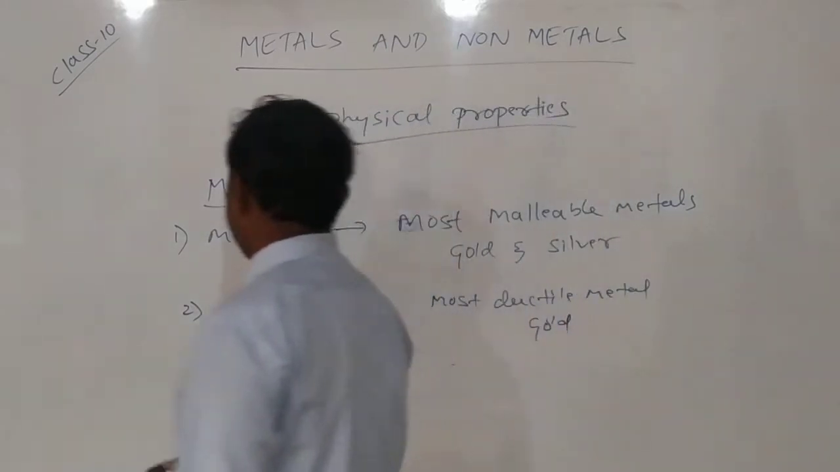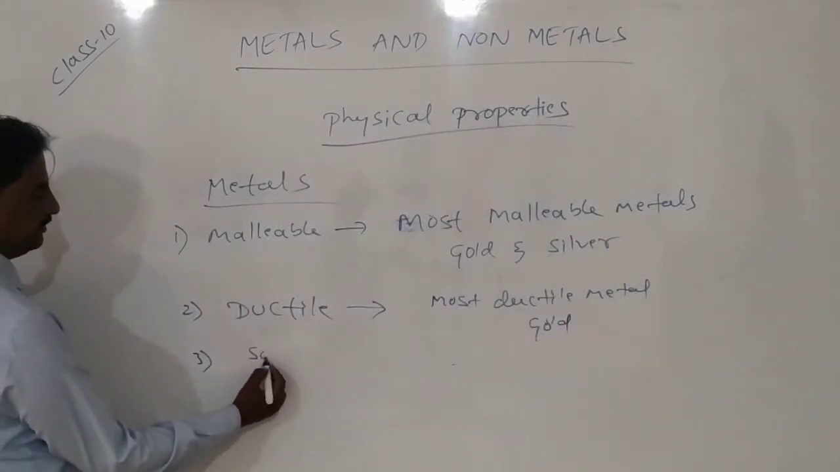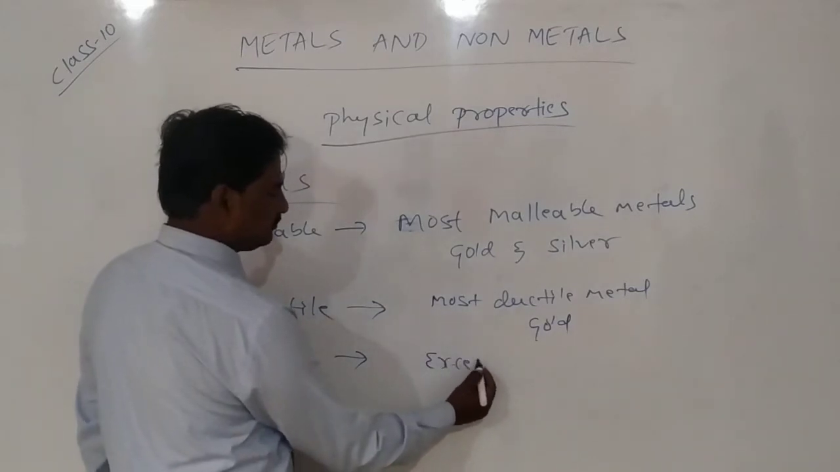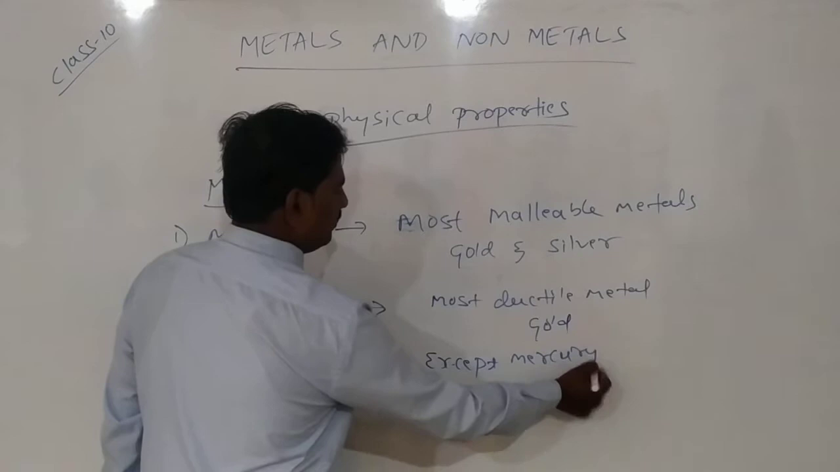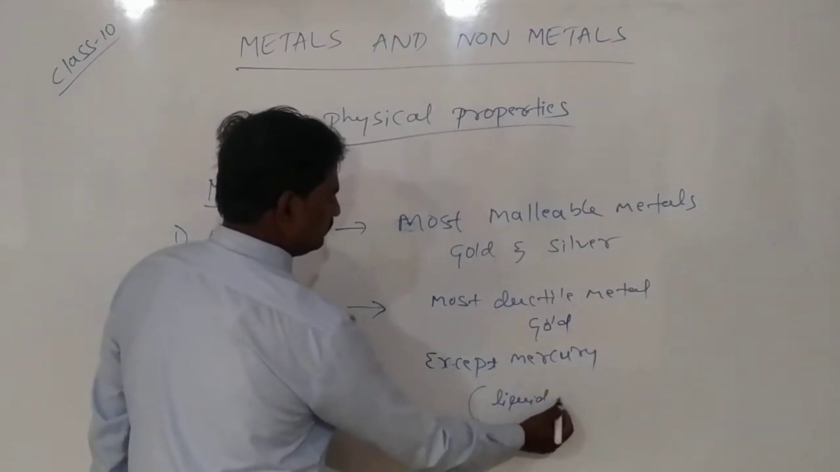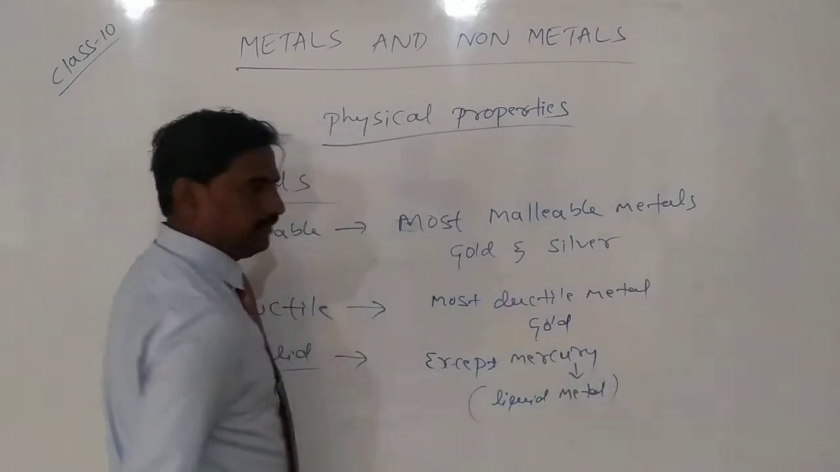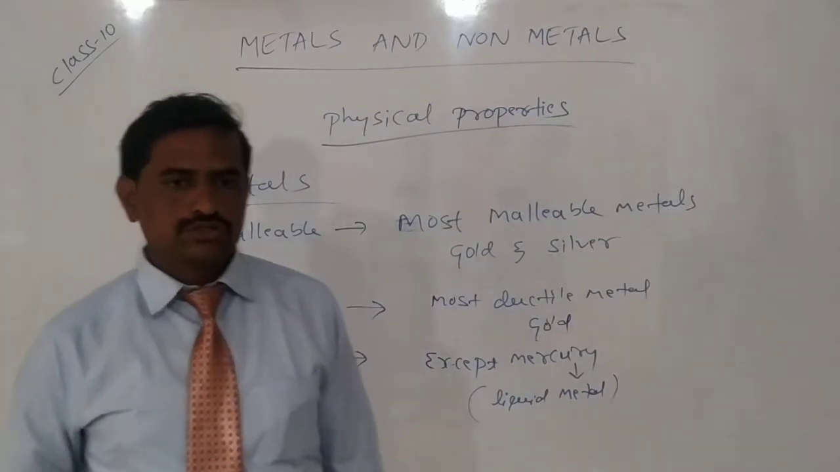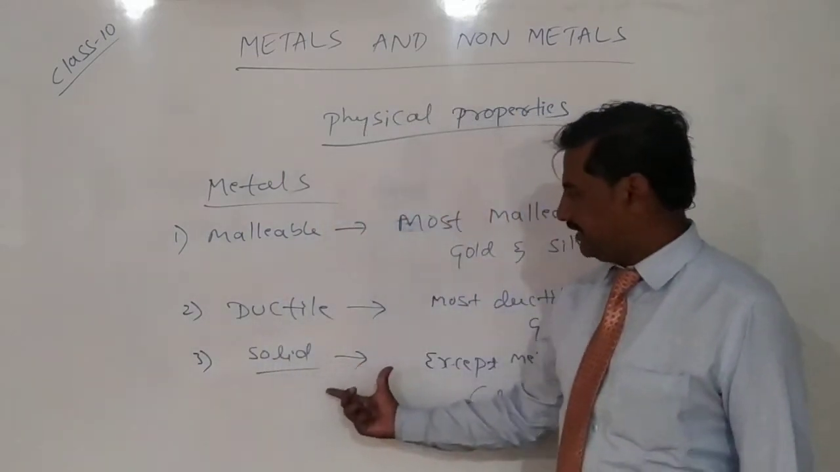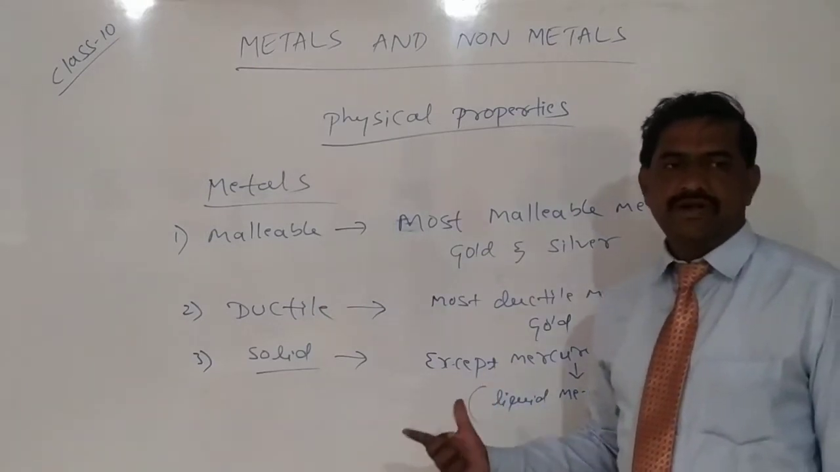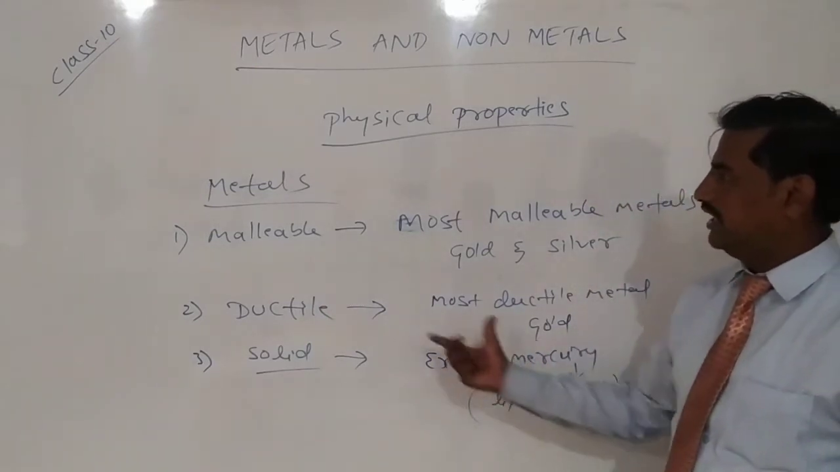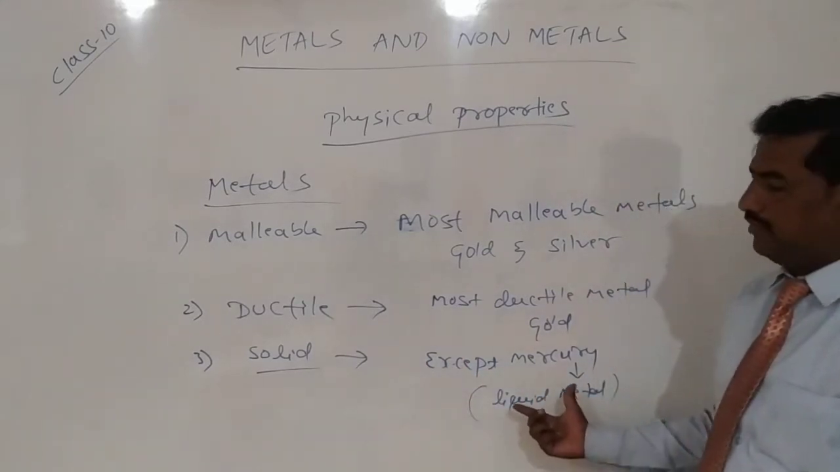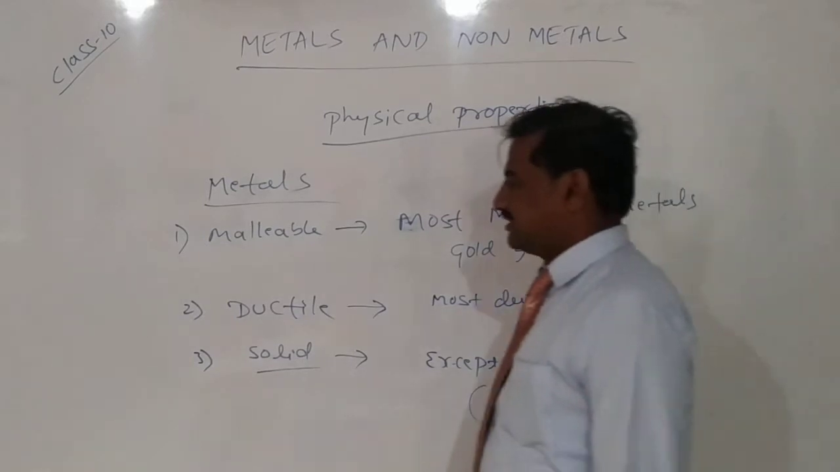The next property: metals are solid. Usually the metals are solid, except mercury. Mercury is a liquid metal. Almost all metals are solid at room temperature, except mercury. Mercury is an example of a liquid metal. So we have malleability, ductility, and almost all the metals are solid at room temperature except mercury.